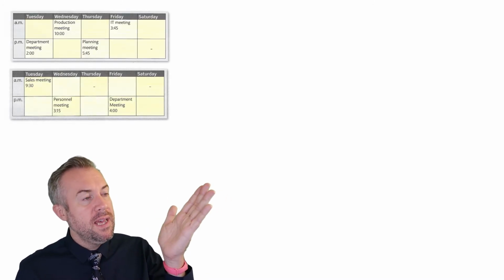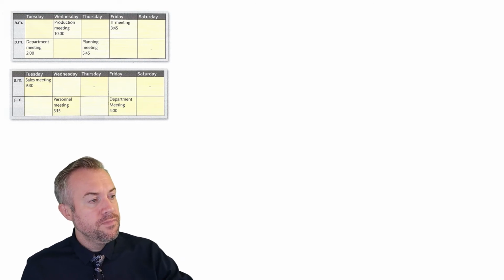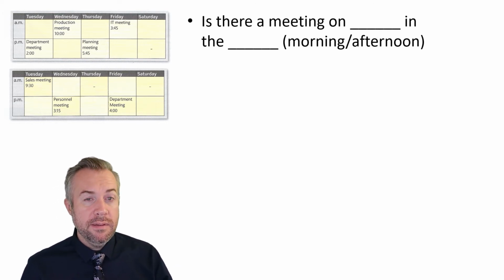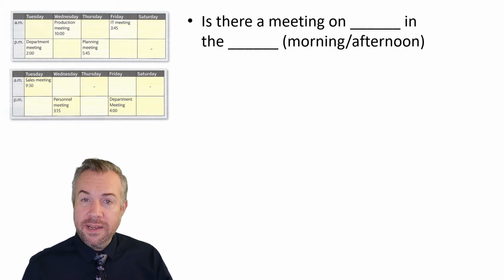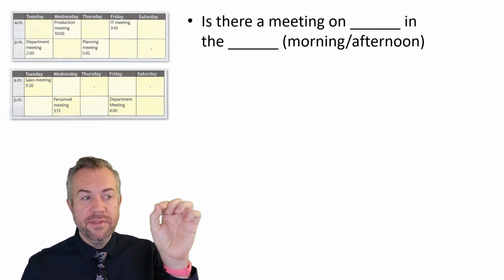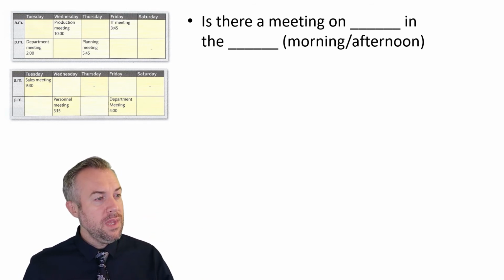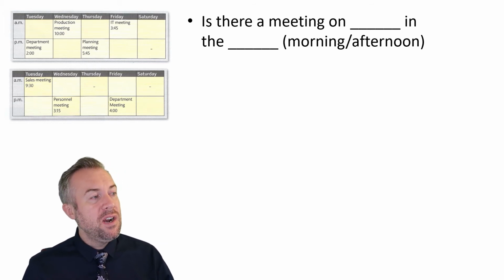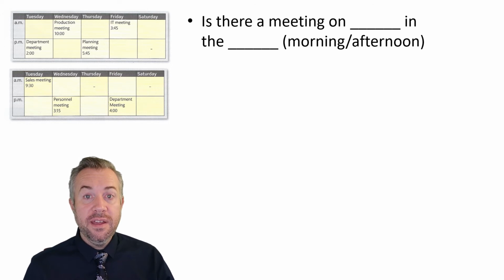So using this information, is there a meeting on Tuesday in the morning? So we are not only asking about the day, we are also asking about morning or afternoon. Is there a meeting on Tuesday in the morning? The next question for A is there a meeting on Wednesday in the afternoon? In the afternoon.